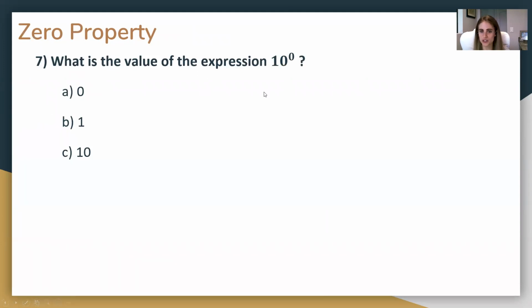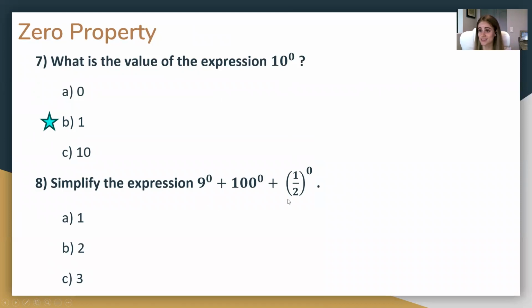All right, what would be the value of this expression then? 10 to the 0 power. Yep, 1 again. Anything raised to the power of 0 is 1. Ooh, how about this one? This will be one that you guys probably need to pause and then play to see if you got the right answer. So simplify the expression 9 to the 0 plus 100 to the 0 plus 1/2 to the 0. All right, if we break this down, well, 9 to the 0 is 1, plus 100 to the 0 is 1, plus 1/2 to the 0 is 1. So 1 plus 1 plus 1 is 3. So a problem that looked really long and kind of tricky only took a few seconds to solve because the 0 power is my favorite because it just makes it 1.